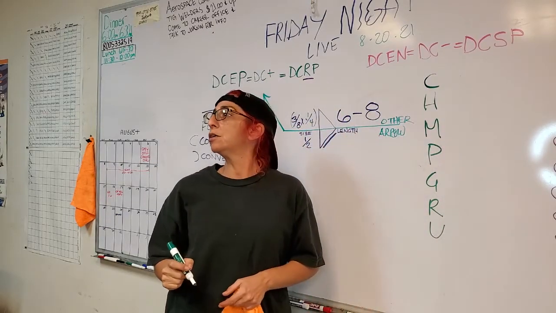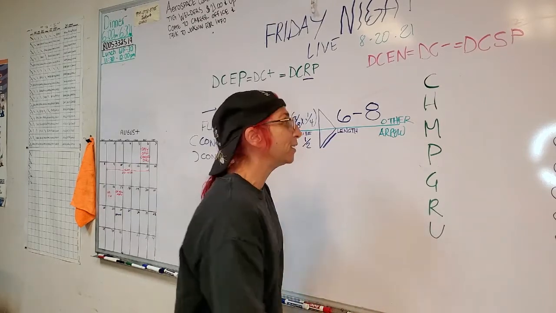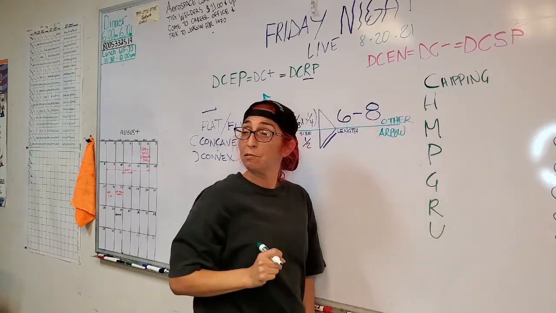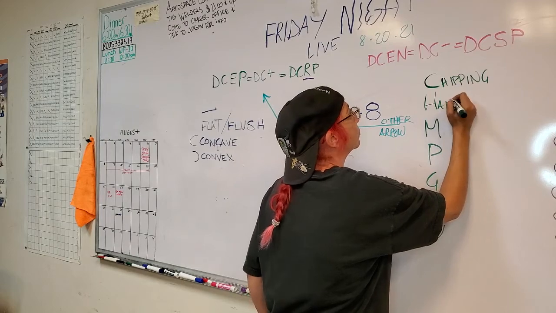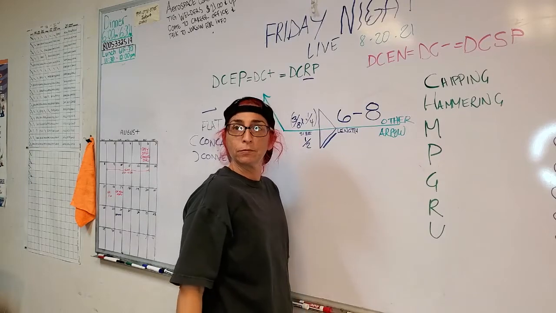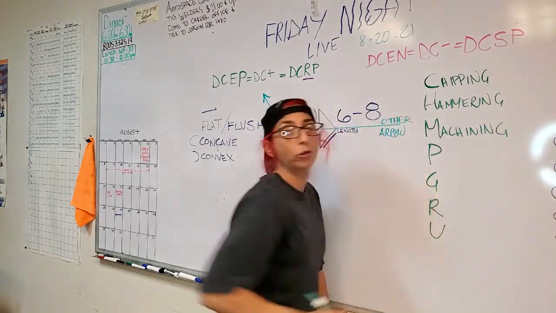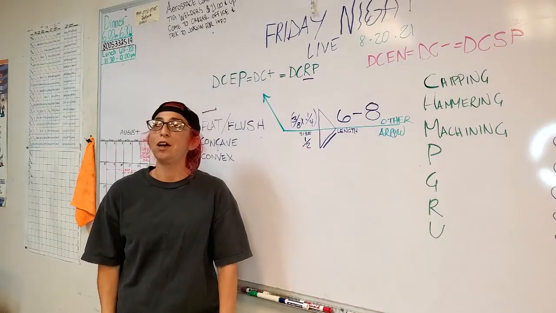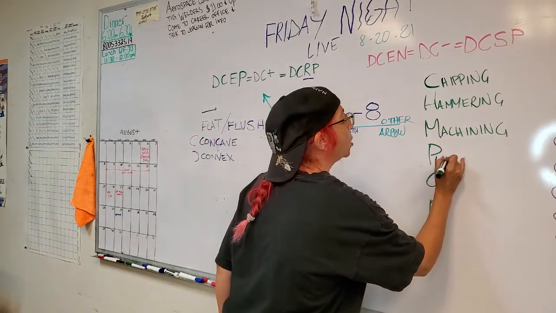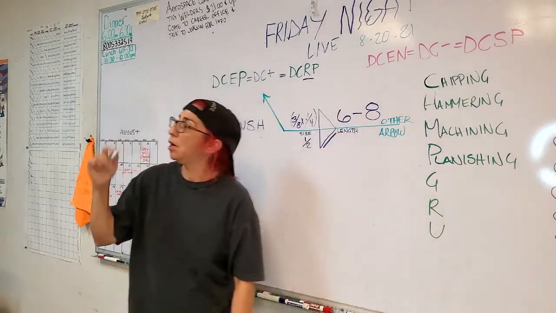C is for? Cutting? Disappointed, guys. Chipping. H is for? Hammering. M is for? Am I gonna do this in the field? No, right? Not my job. P is for? Pulverized? No. Planishing. Planishing is like a mechanical hammer.